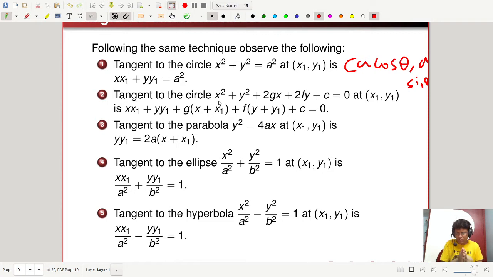the general equation of a circle, that is x square plus y square plus 2gx plus 2fy plus c equal to 0 at x1 y1, you can write it like a general equation of second degree: x x1 plus y y1 plus g(x plus x1) plus f(y plus y1) plus c equal to 0. And for the parabola y square equal to 4ax at x1 y1, that will be y y1 equal to 2a into x plus x1.